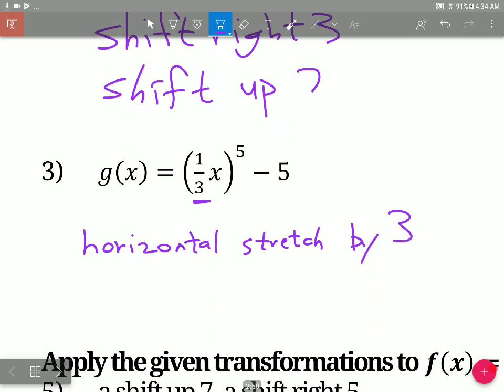Again, consult. If Ms. Rowland wants you to put 1/3, or if Watts wants you to put 1/3, then you better put 1/3. My students, I don't care. And then we're going to go shift down 5.